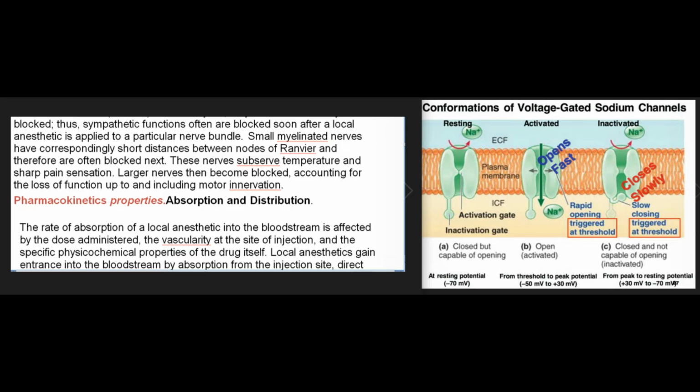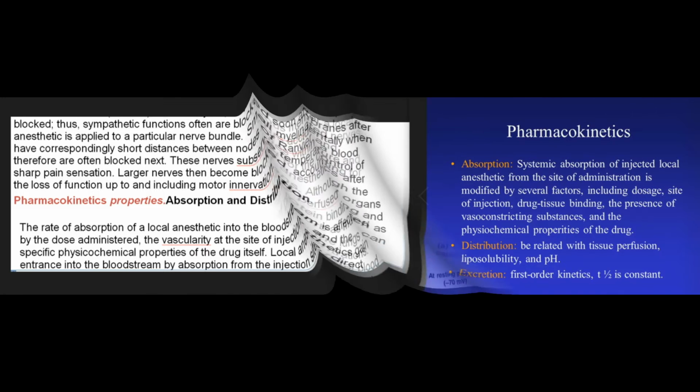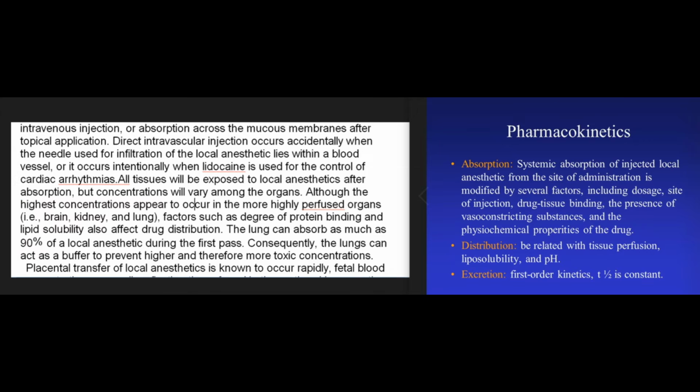Local anesthetics gain entrance into the bloodstream by absorption from the injection site, direct intravenous injection, or absorption across the mucous membranes after topical application. Direct intravascular injection occurs accidentally when the needle used for infiltration of the local anesthetic lies within a blood vessel, or it occurs intentionally when lidocaine is used for the control of cardiac arrhythmias.